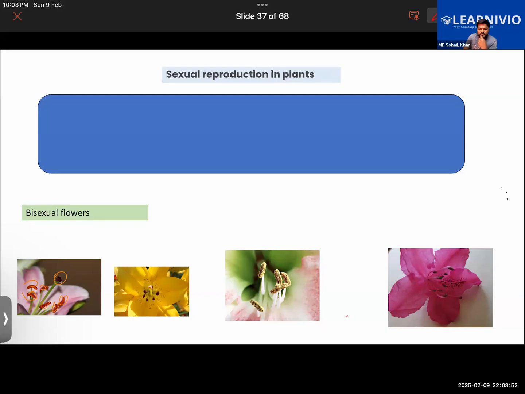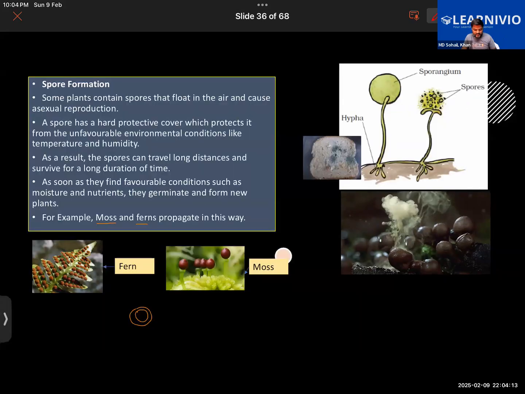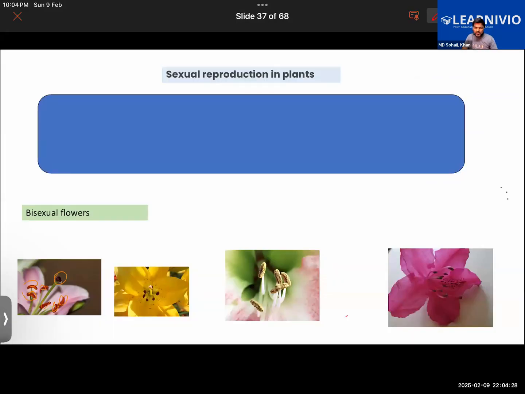And the fourth one? Yes, fourth one is fern. Fourth question is, which of the following plants reproduces through the process of spore formation? You have two examples. Just now we discussed fern and moss, right? And the last one, which of these is not a method of asexual reproduction in plants? Grafting is an asexual method. Budding is there, cutting is there, but which one is not? Pollination, obviously.